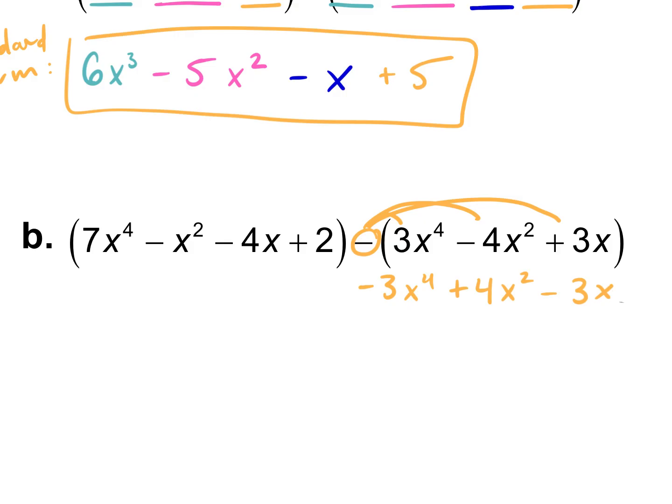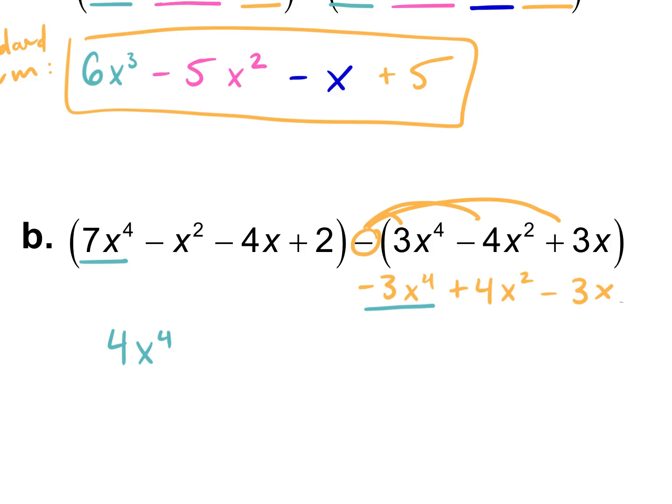Now let's combine our like terms. What's our highest degree? X to the 4th power. So I'm going to start with the x to the 4th powers. What's 7x to the 4th power minus 3x to the 4th power? 4x to the 4th power. What's our next highest degree?